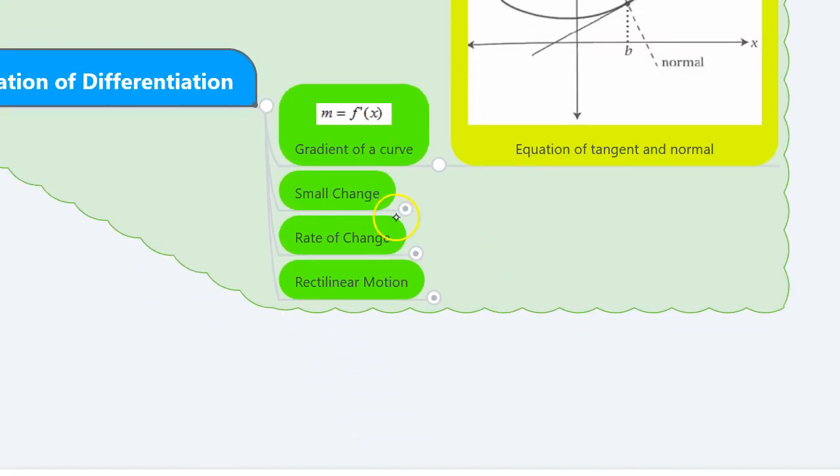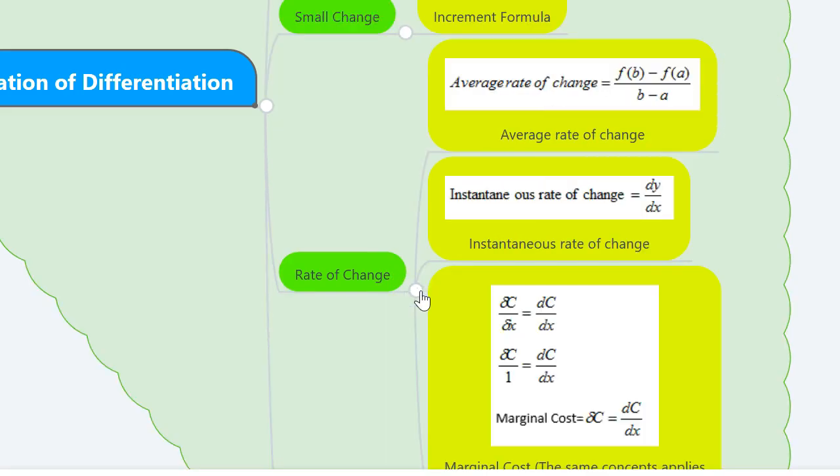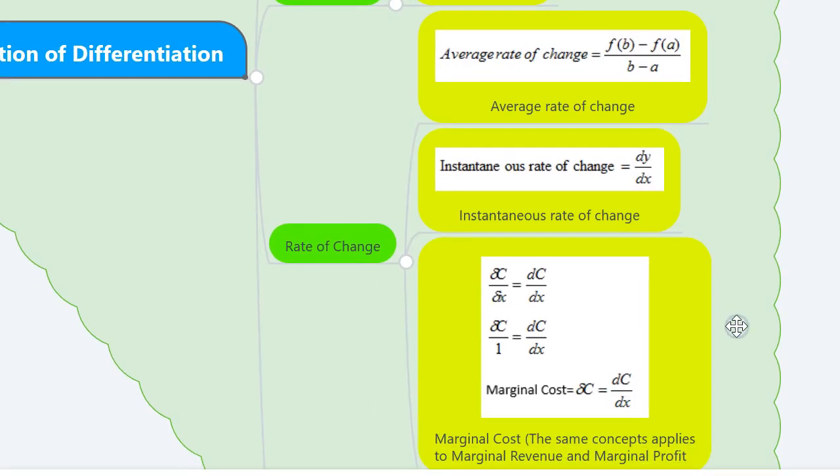Next, we learn how to find small change by using the increments formula. There is a video about small change, so I am sure you have watched that video by now. If you forgot how to find small change using the increments formula, you can always go and watch that video again. We also discuss rate of change. Under rate of change, we learn how to find average rate of change.